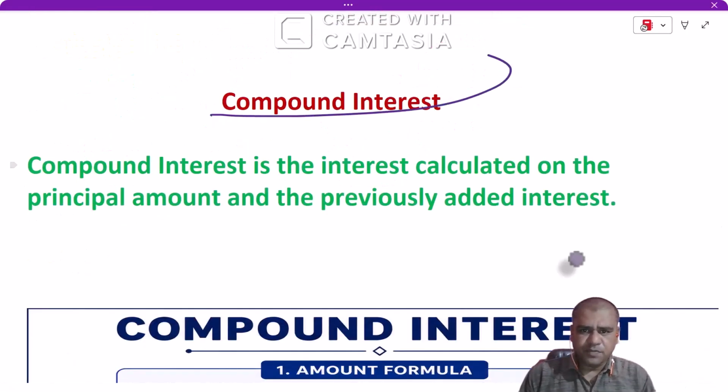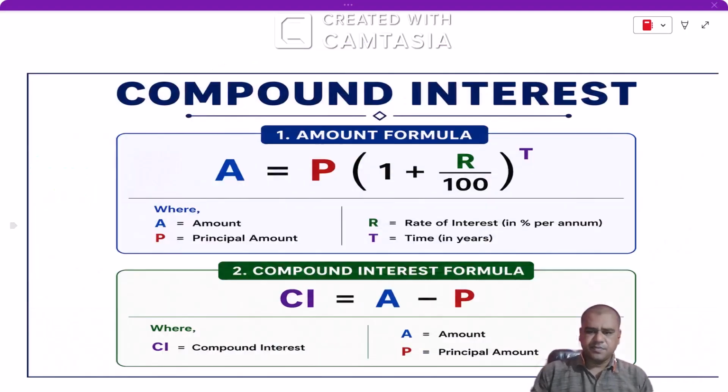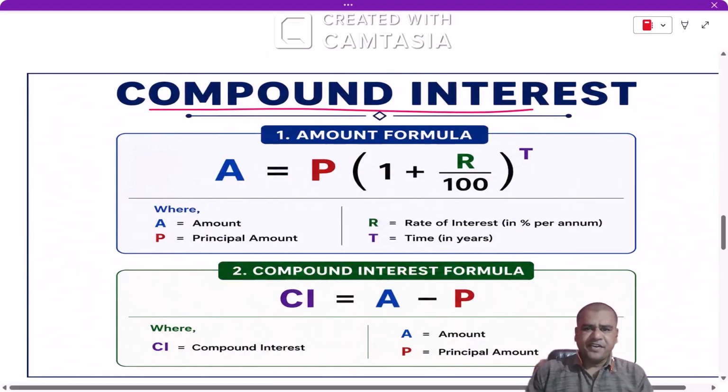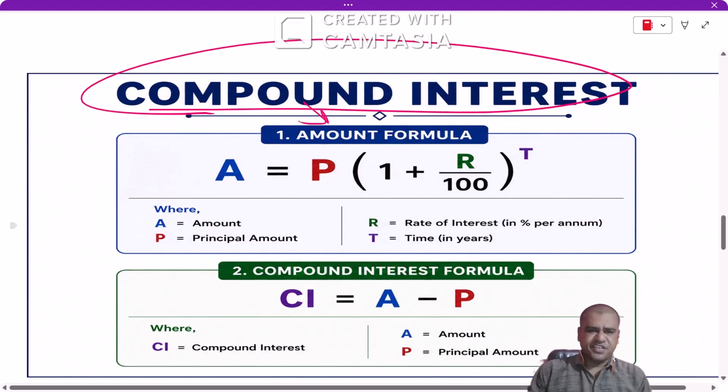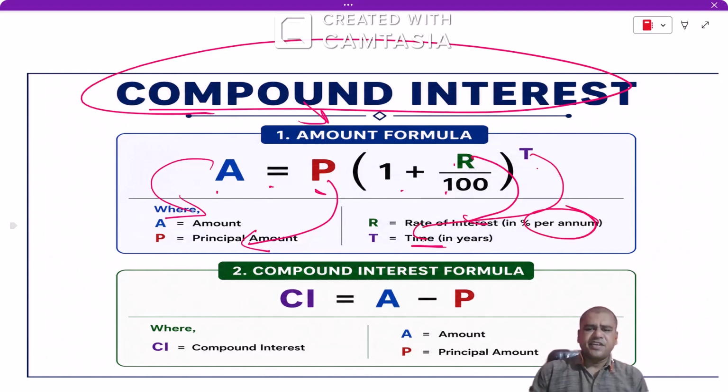Now coming to another topic, compound interest. Compound interest is the interest calculated on the principal amount and the previously added interest. The formula of compound interest is A equals P into bracket 1 plus R divided by 100 to the power T, where A is the amount, P is the principal, R is the rate of interest per annum, and T is the time in years.